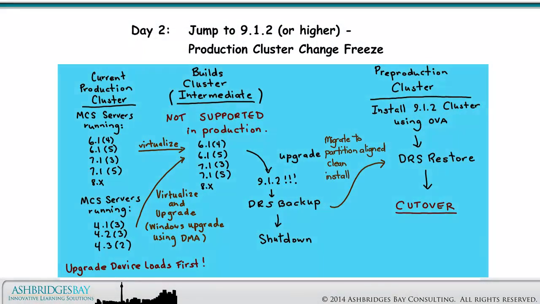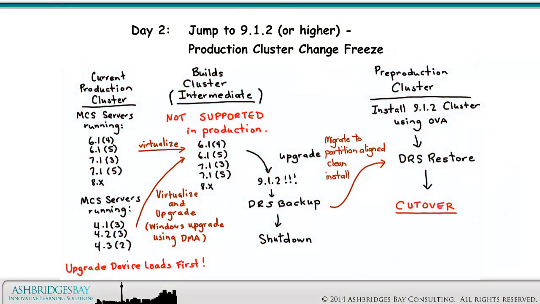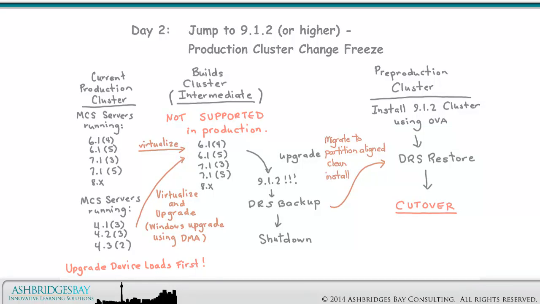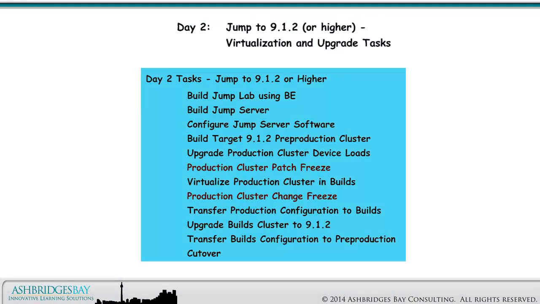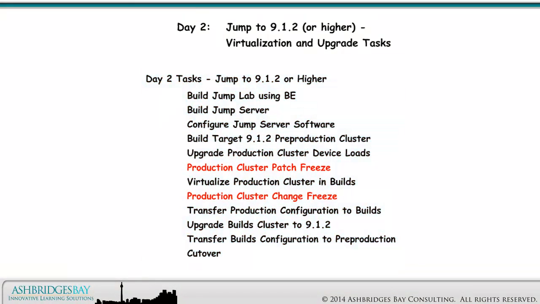This is an overview of the jump, upgrade, and virtualization. This drawing looks at applying a change freeze immediately following the virtualization of the production cluster in builds, just before we transfer the production configuration to the builds cluster. Here are the tasks for a jump to 9.1.2 virtualization and upgrade. On day 2, a figurative day, we virtualize and upgrade our CUCM cluster.